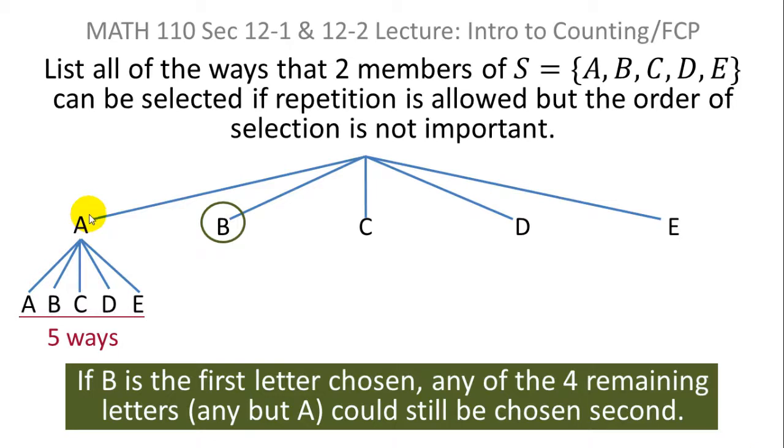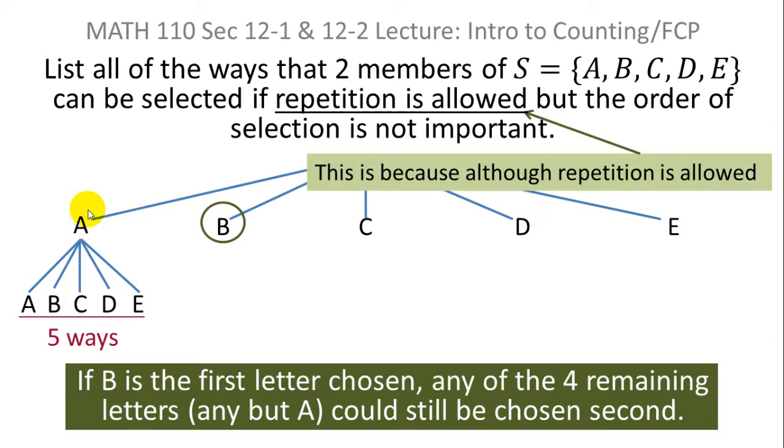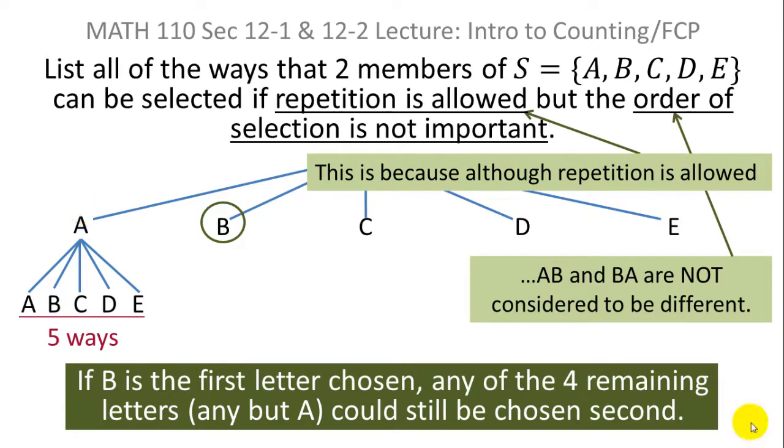So I have chosen AB over here, so I'm not allowed to choose BA. So this time I can choose B again, but I can't choose A again. So that leaves me with just 4 ways to choose the second element of that set if B is the first one. I can choose B again, but I can't reuse A because AB and BA are considered to be the same.